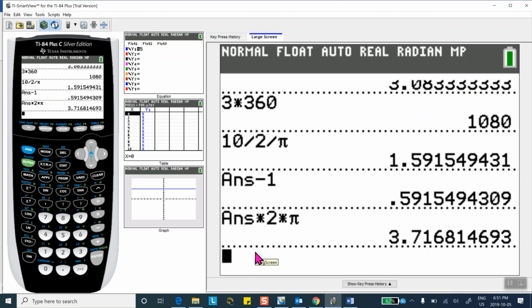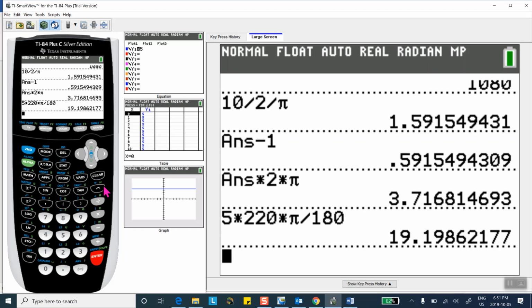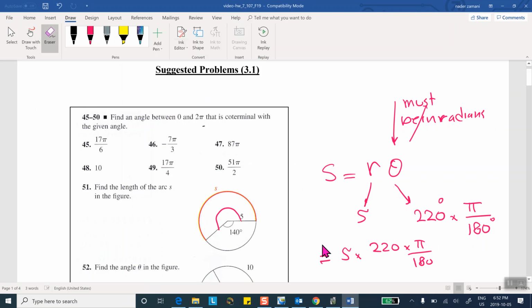5 times 220 times pi. Where's pi? Is this the one? Right there. Divided by 180. And the answer is 19.19. If I round it off to the third digit, 19.199.